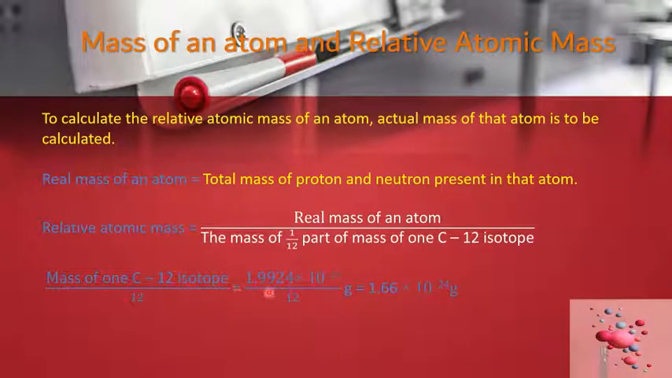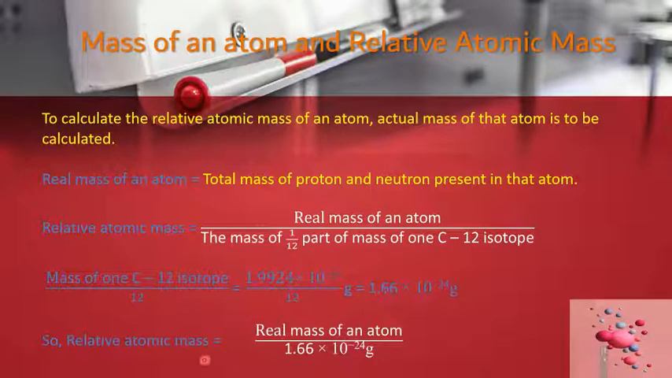The mass of one carbon-12 isotope is 1.9924 into 10 to the power minus 23 gram. So its 1/12 part is 1.66 into 10 to the power minus 24 gram. You will memorize this value. And when you can calculate the real mass of an atom, then you will divide this real mass by this mass, 1.66 into 10 to the power minus 24. Then you will get the relative atomic mass of this atom. Real mass of an atom divided by 1.66 into 10 to the power minus 24 gram.